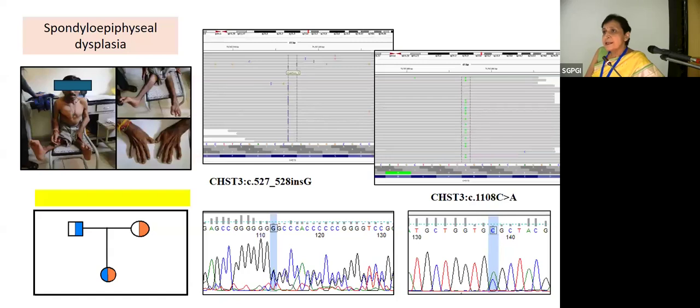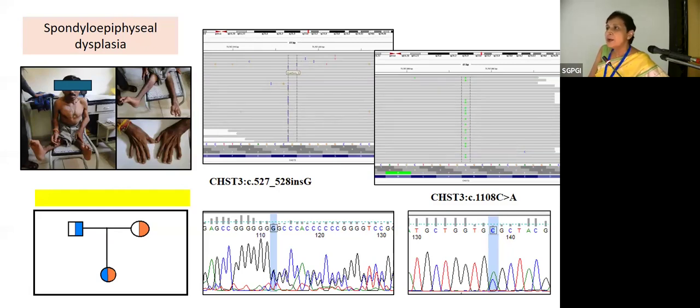But when we say heterozygous, there could be another mutation somewhere else. So here in this case, spondyloepiphyseal dysplasia, it's autosomal recessive. And that individual has two sequence variations, and for both of them, he is heterozygous. So how do we know whether both the sequence variations are on the same copy of the gene, or one is inherited from father and one from mother?